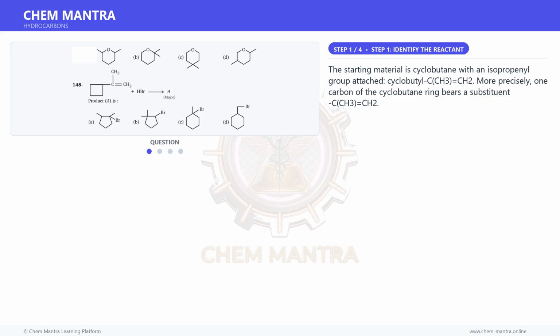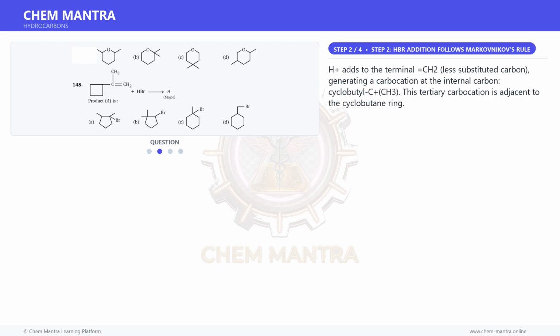The starting material is cyclobutane with an isopropenyl group attached: cyclobutyl C(CH3)=CH2. More precisely, one carbon of the cyclobutane ring bears a substituent C(CH3)=CH2.